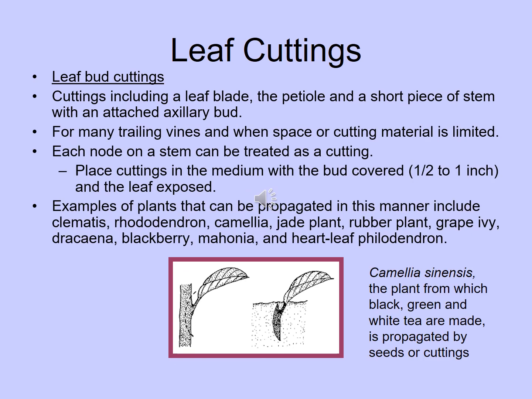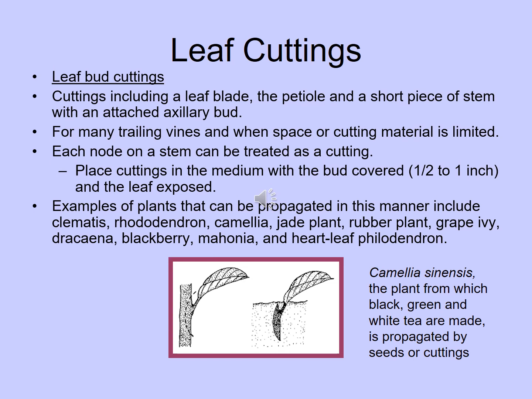Leaf bud cuttings are described in this slide. It's a very specialized method of using leaf cuttings where a leaf, some of the basal tissue of that leaf, and a bud is included in the cutting, and that is put in the media and used to propagate a new plant.